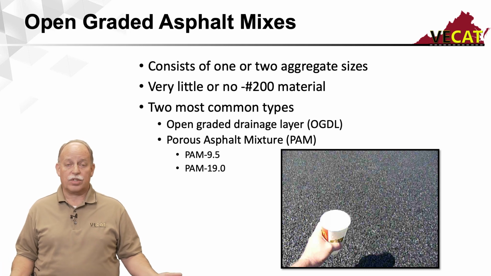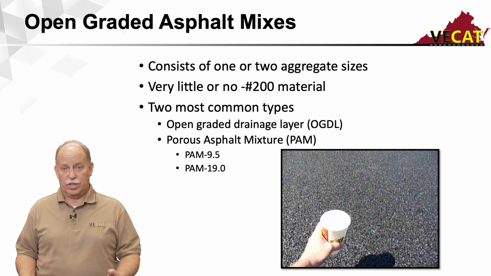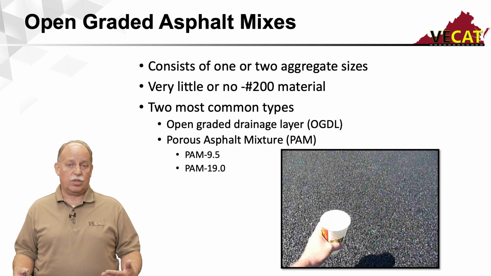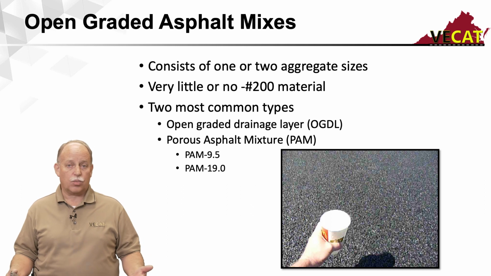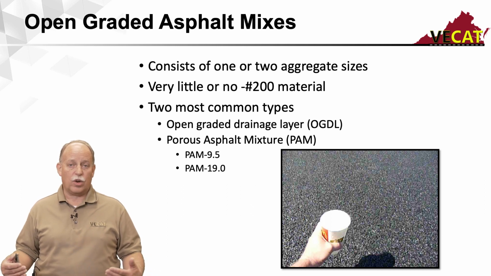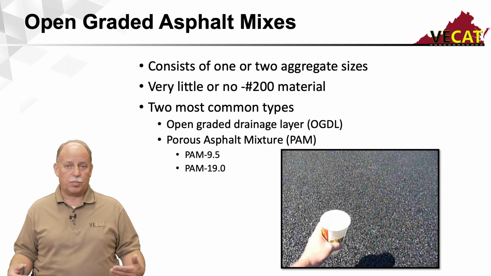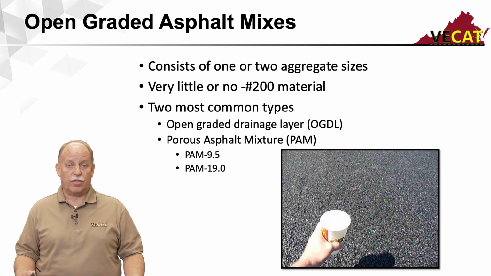And then we have a porous asphalt mixture, a PAM. Again, we have PAM 9.5 and PAM 19.0. Those are typically used in constructing a pavement where you want the water to flow through it. We're seeing this more and more in certain parking lots where they're trying to get as little water to drain away from that parking lot as possible. They want it to drain through it into an aggregate base structure that actually carries the water away from that point.